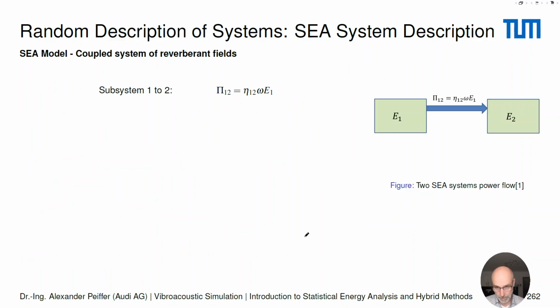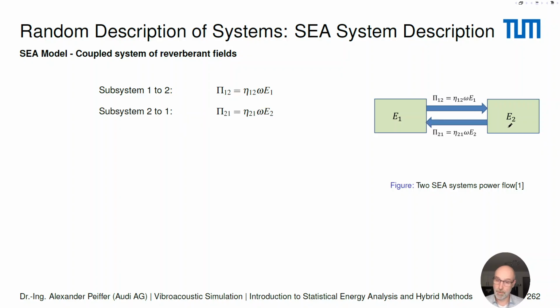So what happens if an SEA subsystem is connected to another one? Then we would have an exchange of energy, power flow. And this power flow from subsystem number 1 is given by the energy E1, the frequency, and the so-called coupling loss factor. Why is it chosen in such a way? Because that's a similar way as the damping loss factor, which is a similar expression. So this is a power flow from 1 to 2.